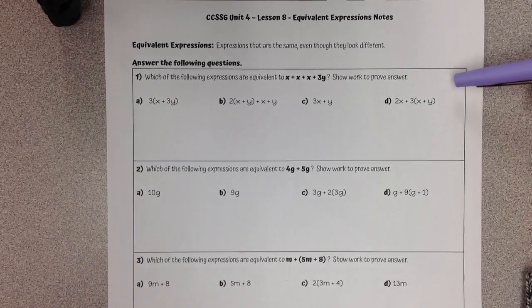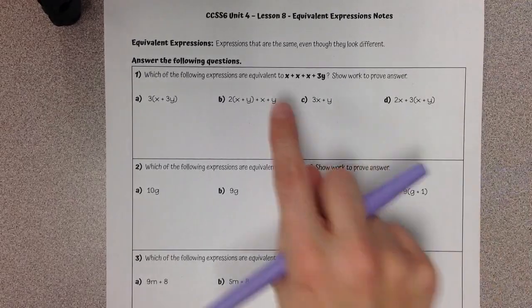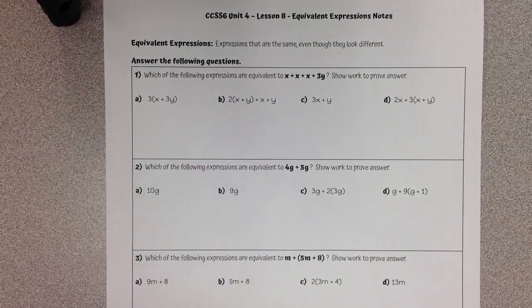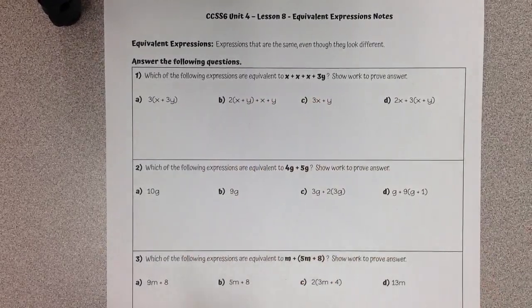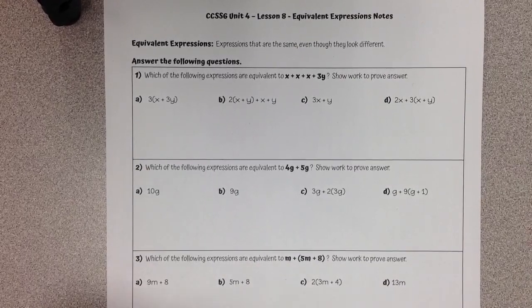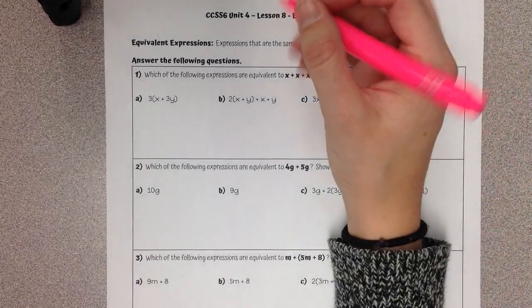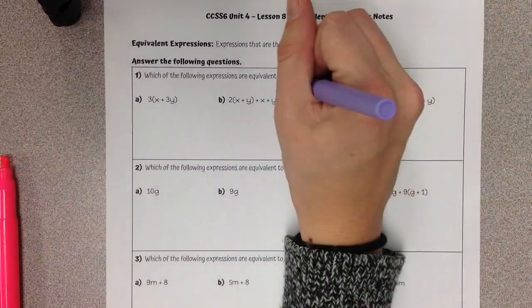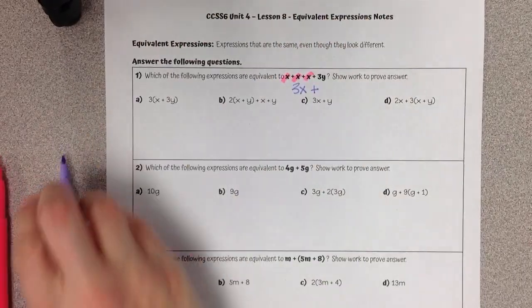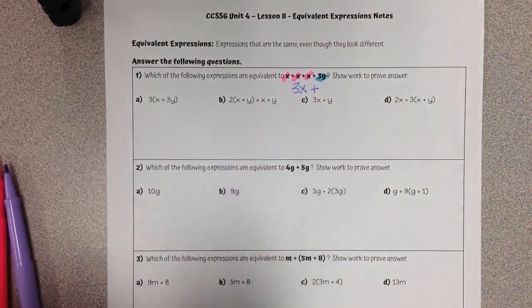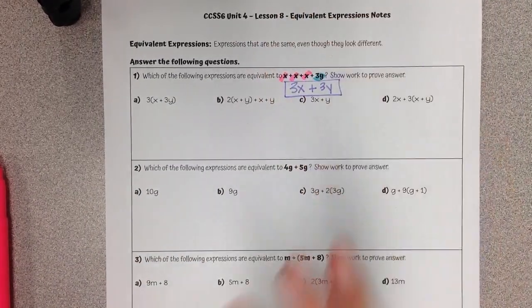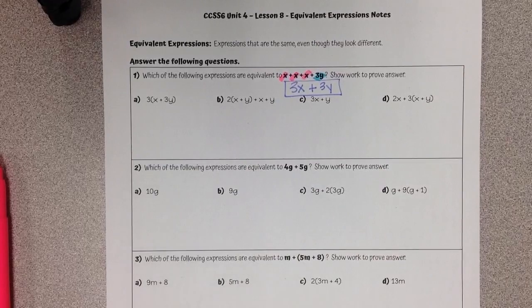So first one, which of the following expressions are equivalent to x plus x plus x plus 3y? Show work, prove answer. So first thing I'm going to do here is I'm going to simplify the expression that we've got. So if I have x plus another x plus another x, that equals 3x plus 3y. So that is my simplified expression. There's no parentheses, there's no like terms.